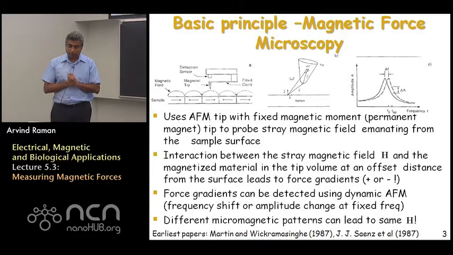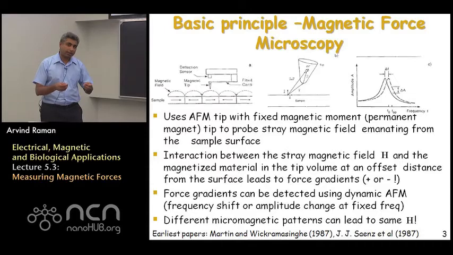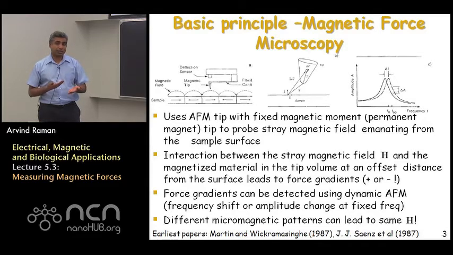Now, there are 2 points I want to emphasize here. What is different about the force gradients generated by magnetic samples compared to electrostatic or other samples is the fact that the gradients need not be all the time attractive, like in the case of electrostatics, or all the time repulsive. They can actually change depending on the interactions between the tip and the sample.